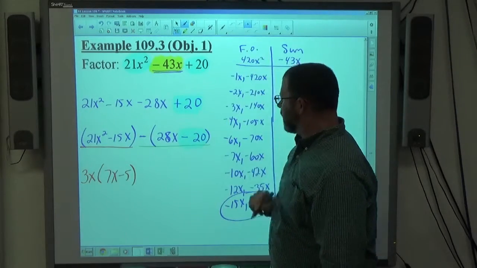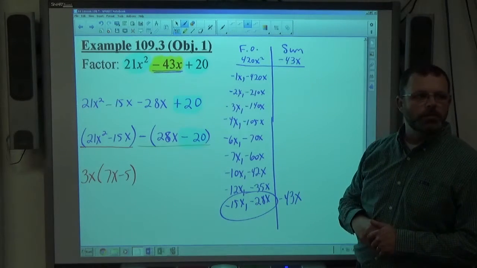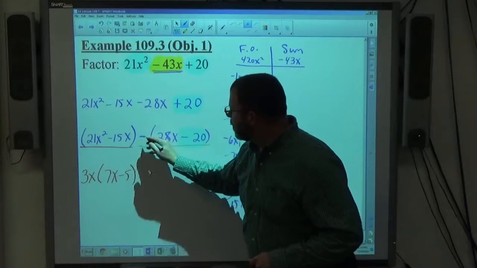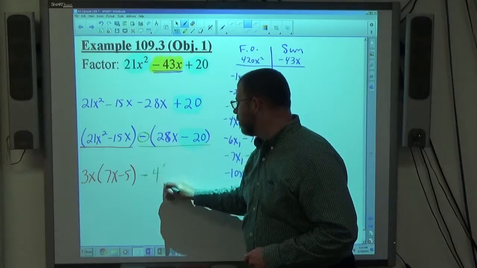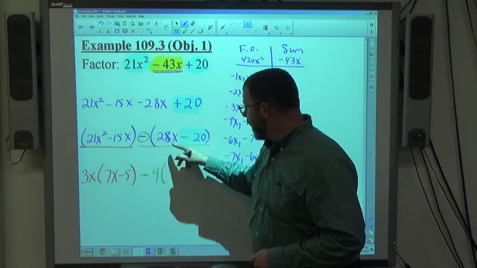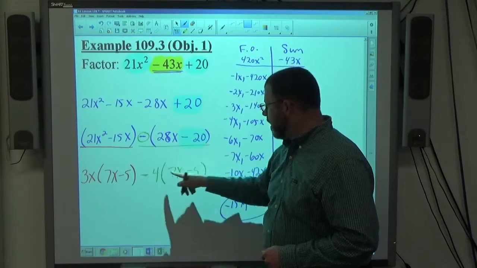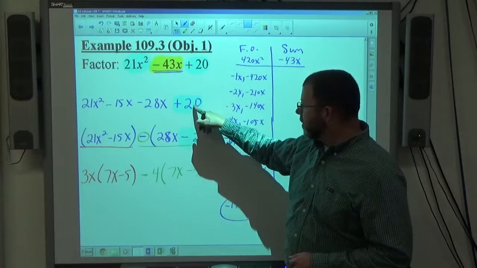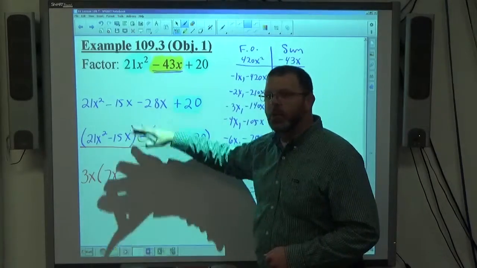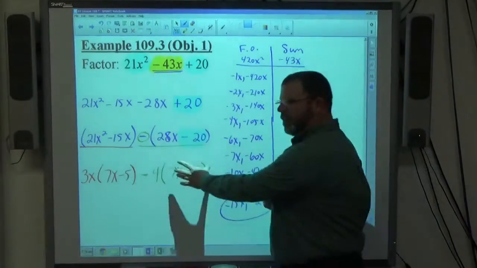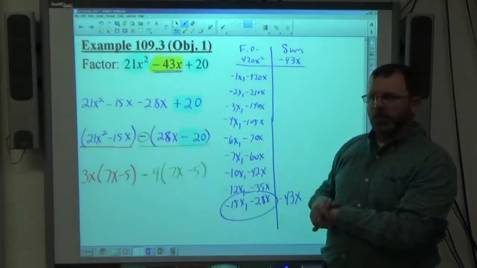The second group, what's the biggest number that divides 28 and 20? 2, no. Bigger than 2? 4. Right? Notice this minus sign is still there. We're taking a 4 out, and we're going to divide by 4. So 28x divided by 4 is 7x. Negative 20 divided by 4 is negative 5. Negative 4 and negative 5 make positive 20. Negative 4 and positive 7x make negative 28x. Again, this is equivalent to that. I didn't have to change signs by dividing because I've already accounted for the sign changes in this original step.